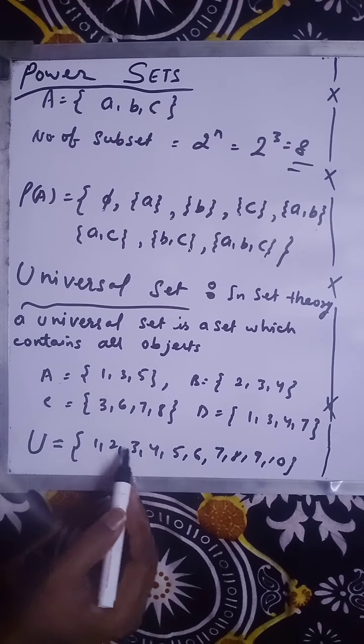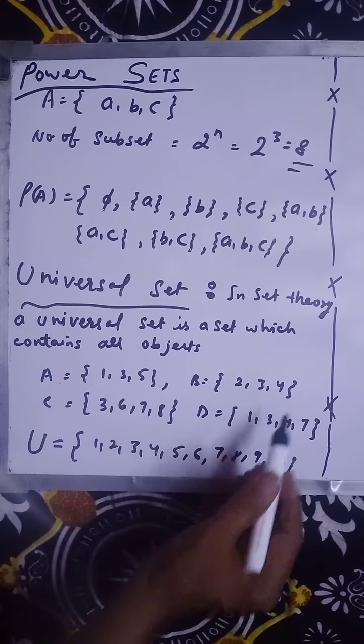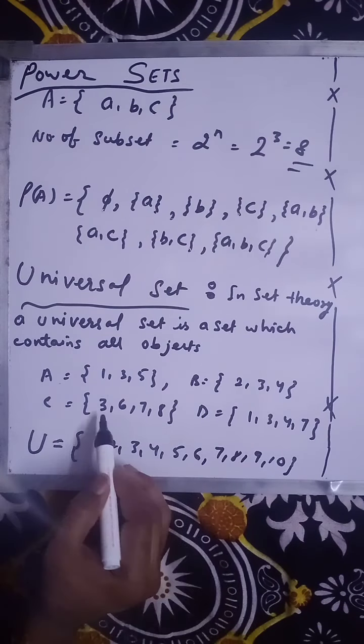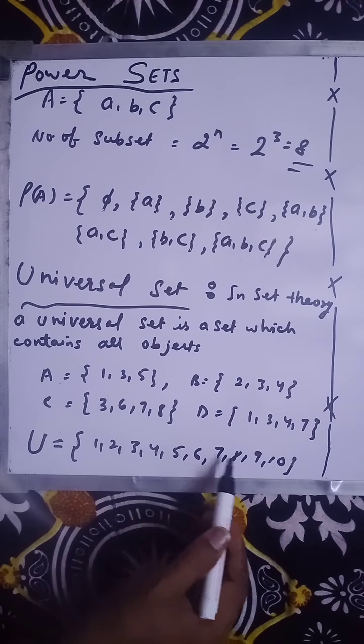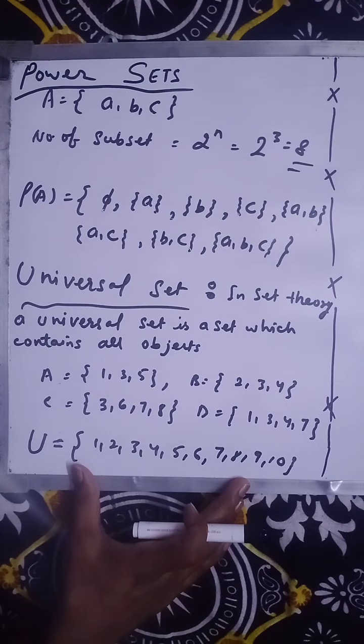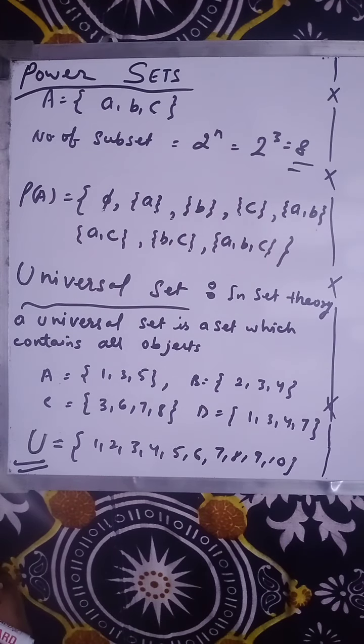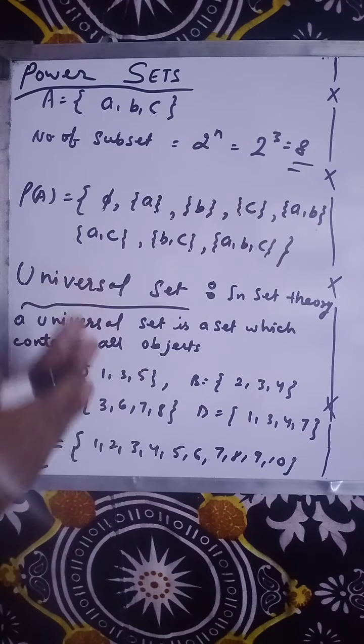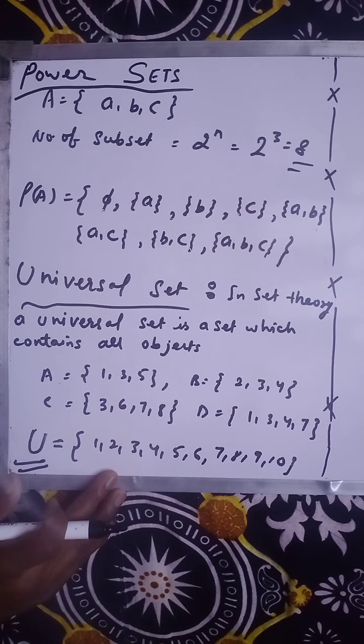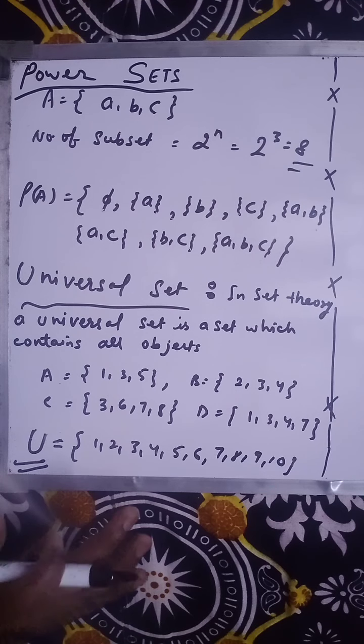1, 3, 5 is coming. 2, 3, 4 is also coming. 3, 6, 7, 8 is coming. These are also coming in this set, the universal set. Okay, so this is a universal set. Got it? All other sets are subsets of the universal set. Fine. Okay.